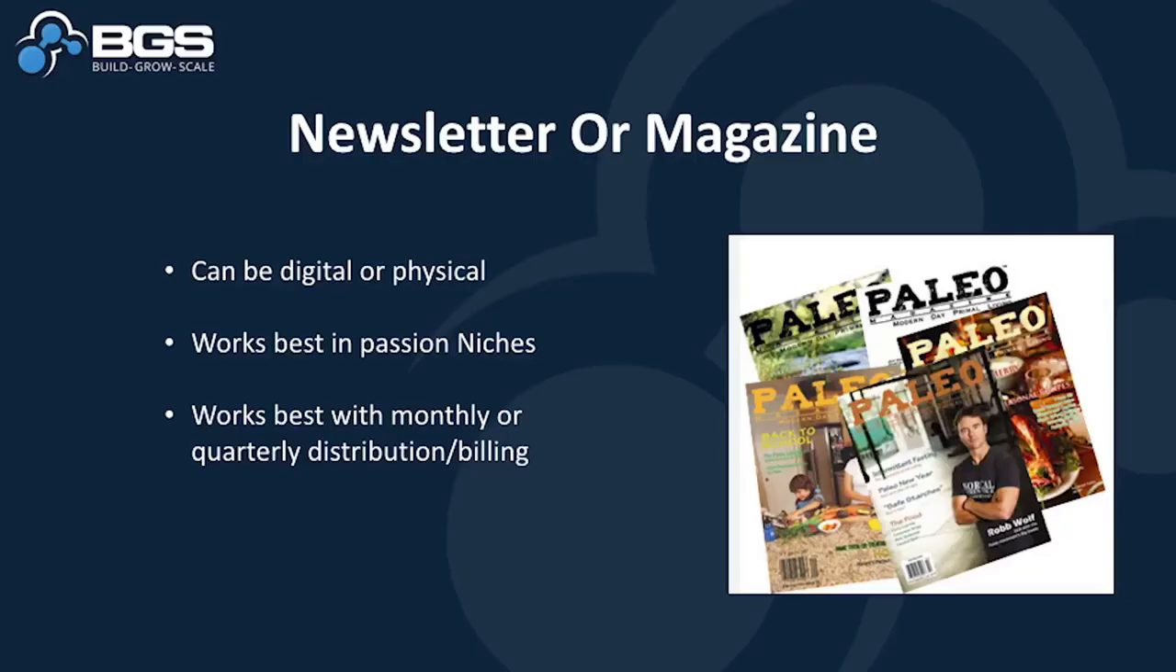Newsletter or magazine can be digital or physical, like Ecom Insider. You guys have that, some of you guys do. If you don't, we have a special on it in the back. Not that I'm pitching it, but I am. And it can be digital or physical. Paleo, this is a physical one. It's 20 something bucks a month, I believe, is the membership cost.